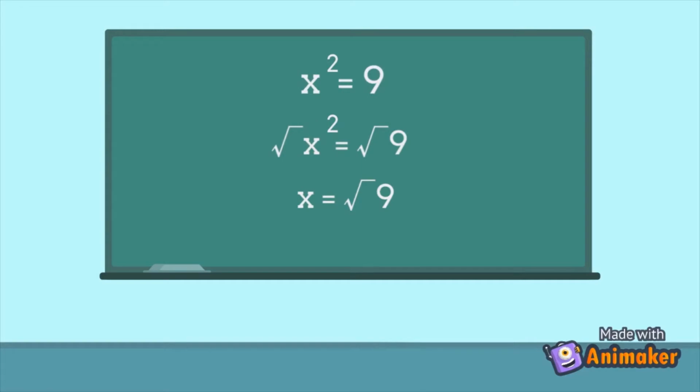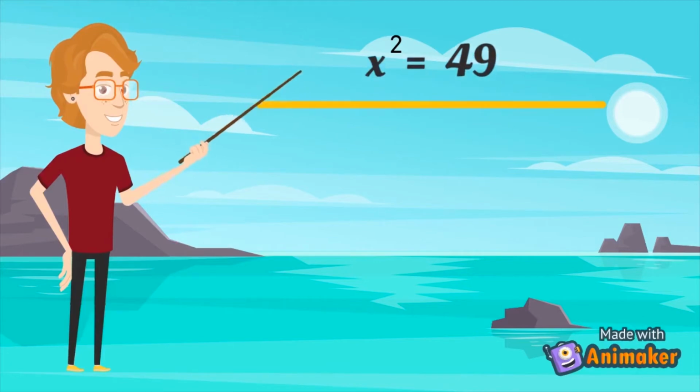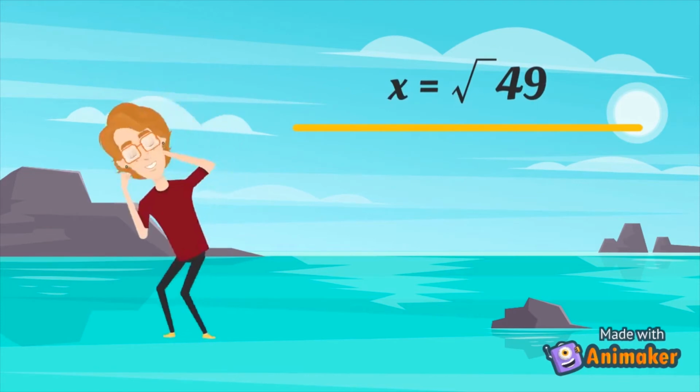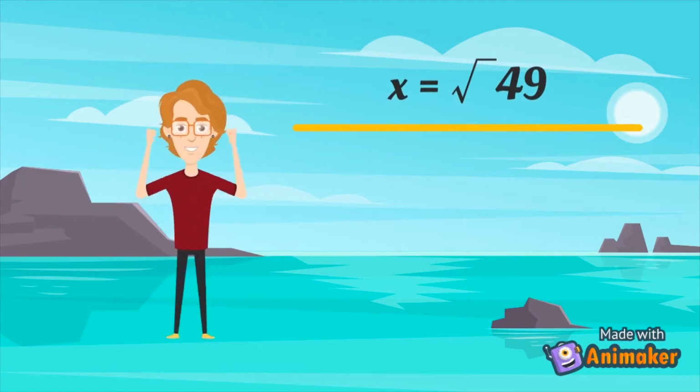Now let's find the answer to x squared equals 9. Again, we use the inverse of the second power to solve for x. This means the answer is the square root of 9. Now try x squared equals 49 on your own. Let's see how you did. The answer is x equals the square root of 49.